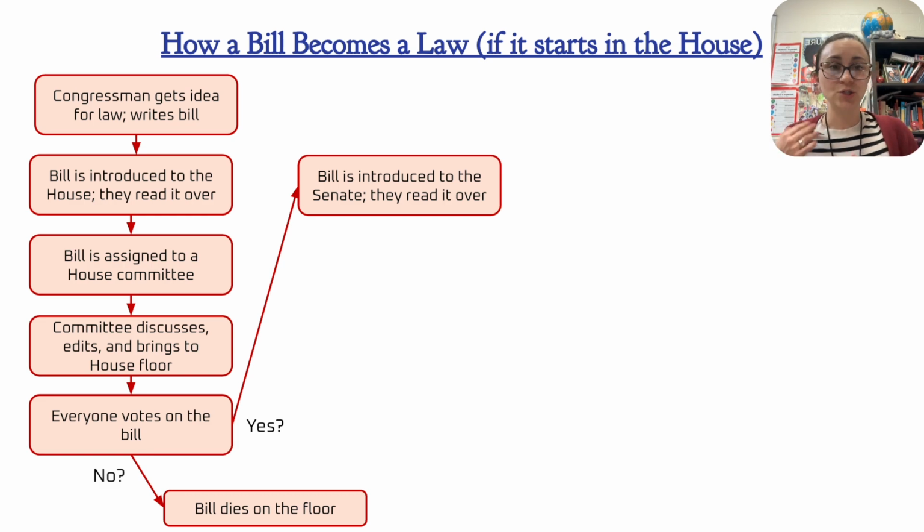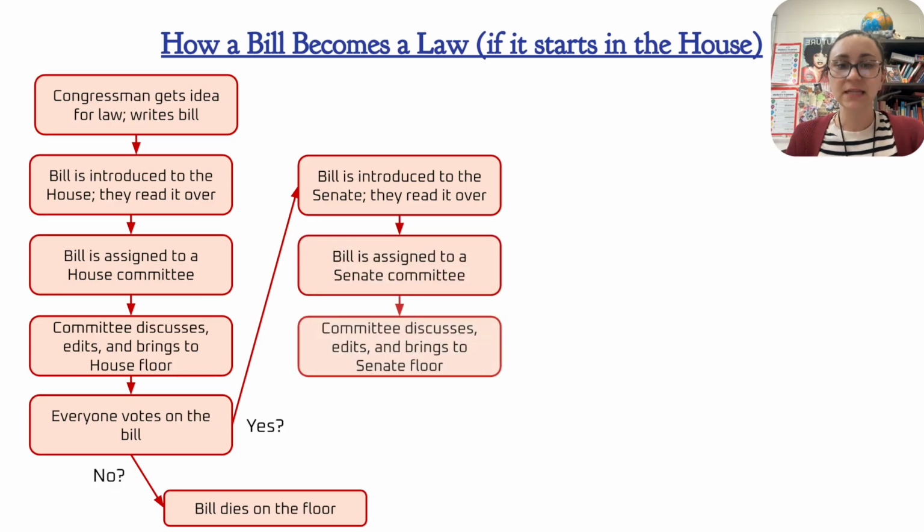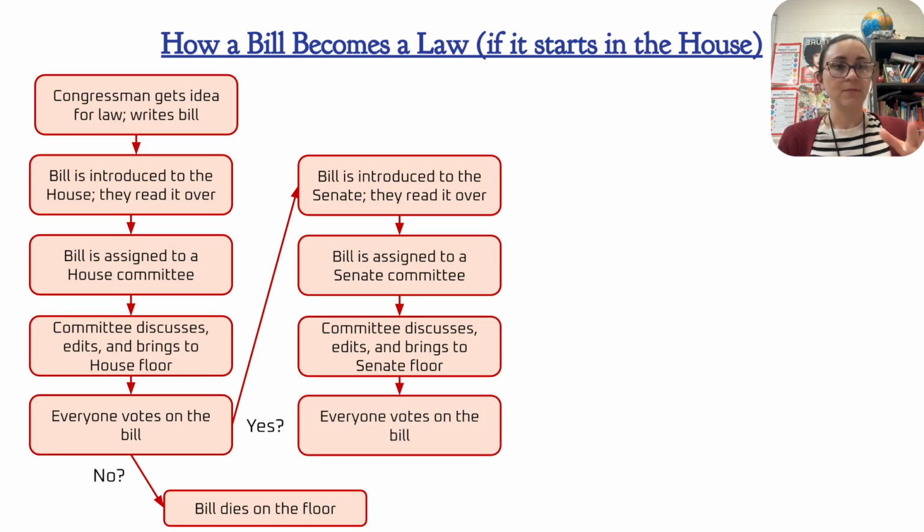If you've ever watched the Schoolhouse Rock song "I'm Just a Bill," this flowchart is that song. The bill is introduced in the Senate. They read it over. They assign it to a committee. The committee discusses edits and then brings it to the Senate floor. It can also die in this committee. Then, if they like it and they bring it to the Senate floor, the Senate votes on it. If they vote no, it dies on the floor. So you see there are so many off-ramps, right? There are so many ways for bills to die.